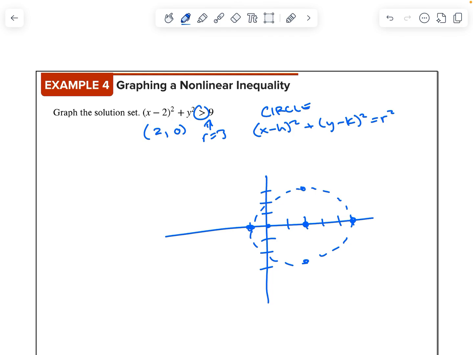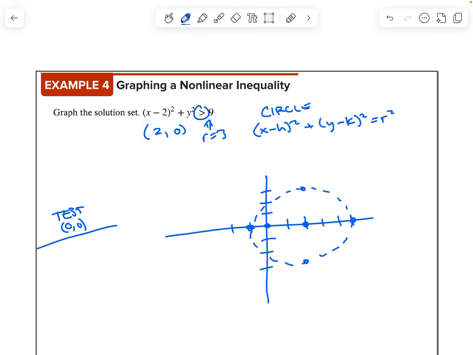All right, notice that (0, 0) is not on the equation of that circle. So I can test (0, 0). I can test anything that's not on the circle, right? So I could test (-2, 0). I could test (0, 3). I could test any of those points. I just like to test (0, 0) because it's easy.